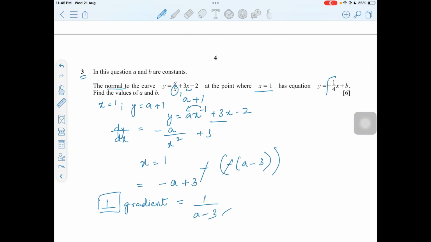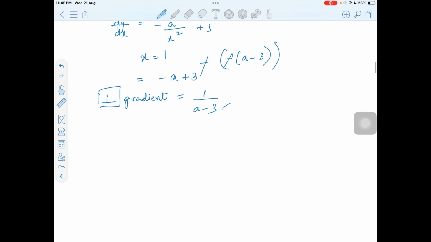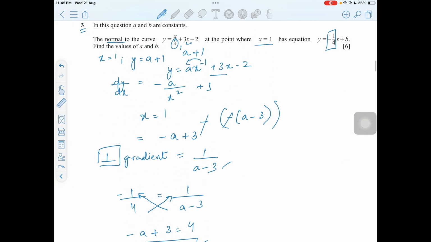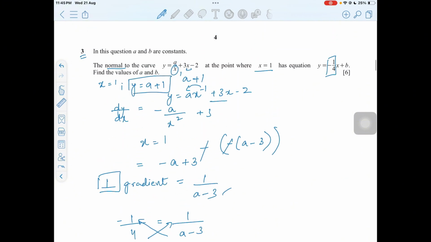Our gradient was given over here, which is equal to negative 1 over 4. So let's just plug it in over here. So this would be 1 over a minus 3. We multiplied the a minus 3 over there, and then 4 over there. So this would be negative a plus 3 equals 4. And then our a would be negative 1. Right. We can plug in this a over here, and we get our y as 0.